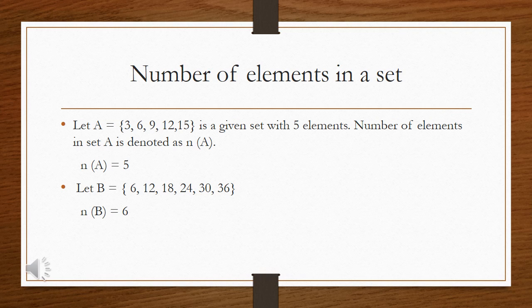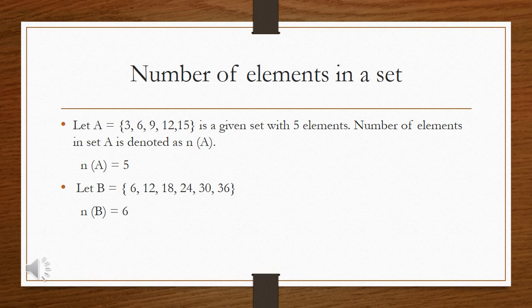For example, let the set A contain the elements 3, 6, 9, 12 and 15. That means the set A contains exactly 5 elements. The number of elements in set A is denoted by n of A. So n of A is equal to 5.